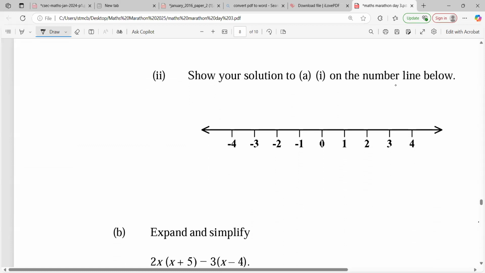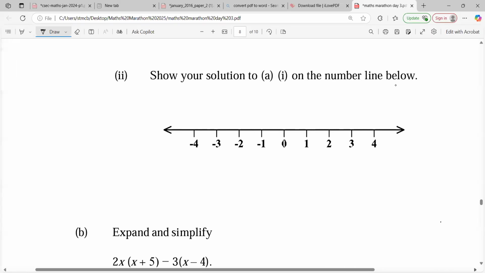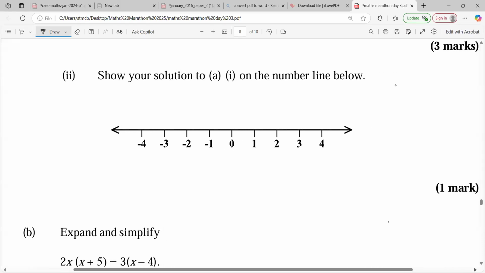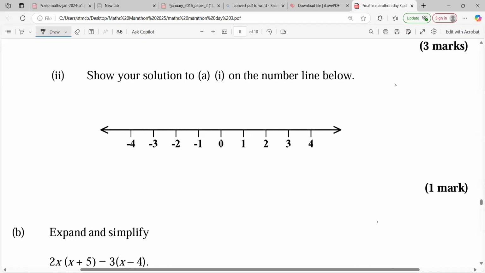All right, they say show the solution. Show your solution to A1 on the number line, right? And that's a 1 mark. I think I'm going to wait and draw the number line. It's already 40 minutes over the time. I may have class all day tomorrow, so I'm not going to overdo it today.